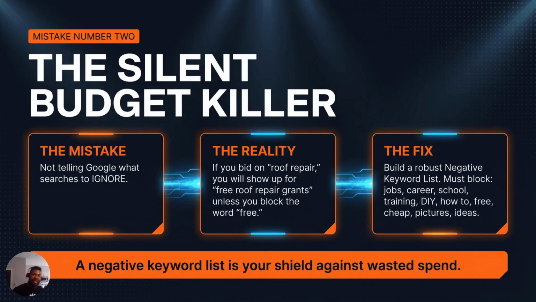Now, number two is the silent budget killer. You are not telling Google what searches to ignore. If you bid on roof repair, you will also show up for things like free roof repair grants, unless you block the word free. So the fix is that you have to also build a really robust negative keyword list. You have to not only tell Google who you want to find, you also want to tell them who you want to exclude. A negative keyword is a shield against wasted ad spend.